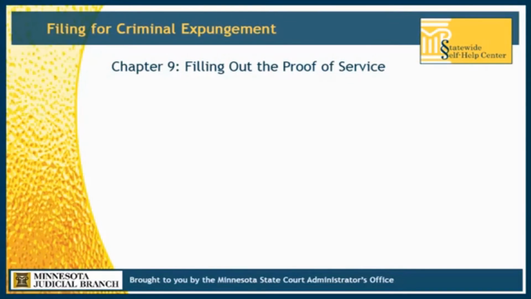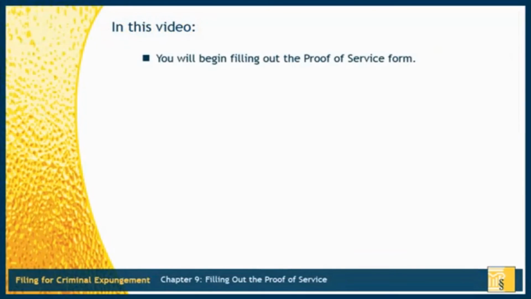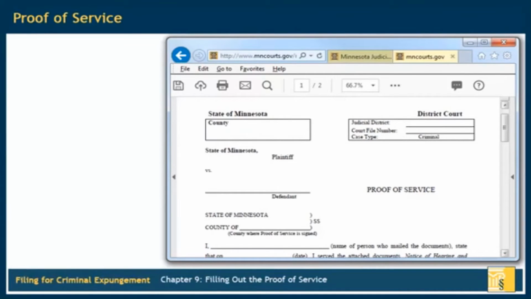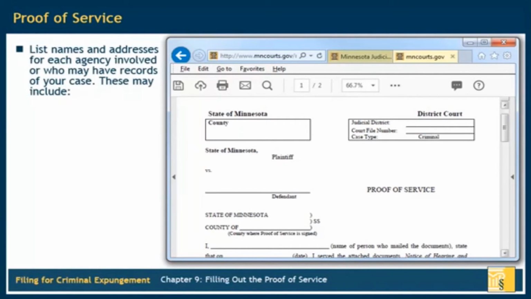Chapter 9. Filling out the proof of service. In this chapter, you will begin filling out the proof of service form. The proof of service is used to show the court who you sent your expungement paperwork to. It must list the names and addresses for each agency that you will serve as part of the expungement process.